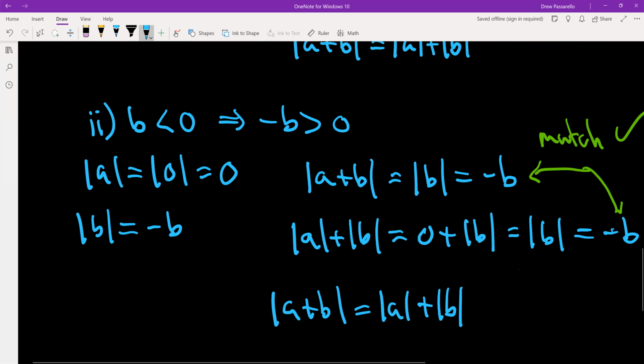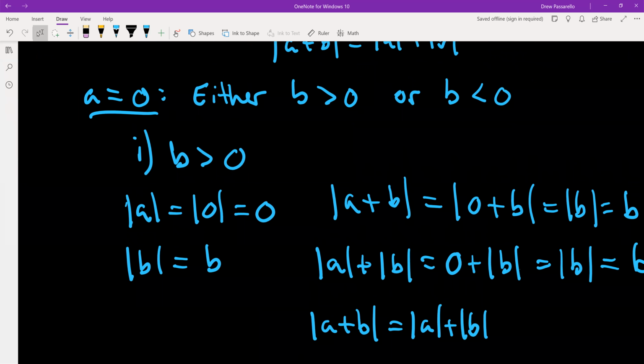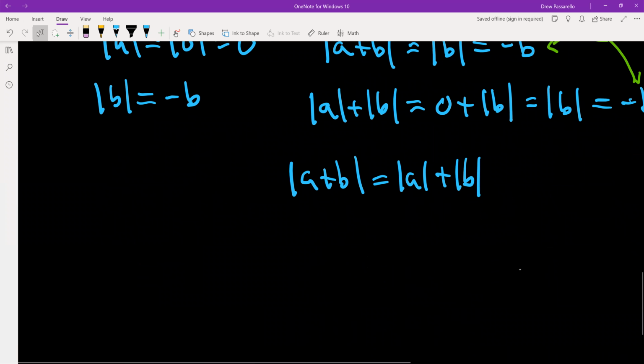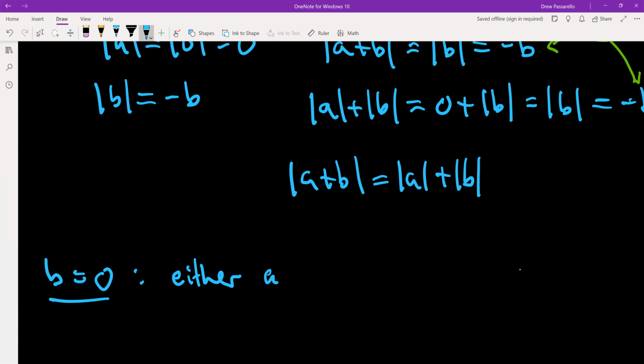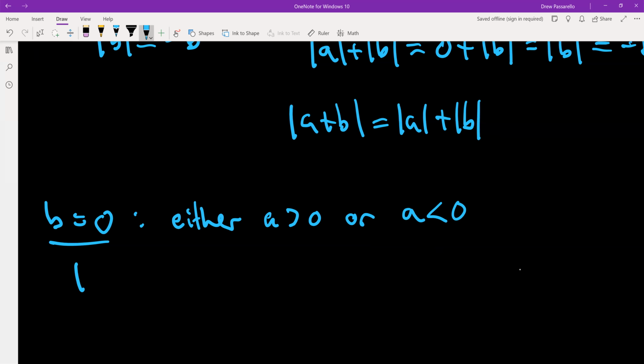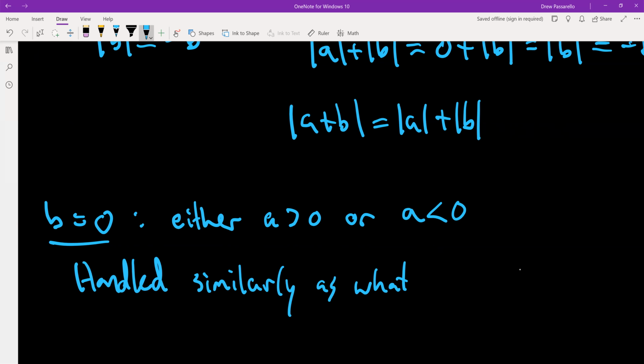All right, so that took care of when a is 0. Now when b is 0, it's going to be the same thing as what we just did. It's just switching the roles, so a is either positive or a is negative. This is handled just like what I did above, handled similarly as what we just did for the previous case.